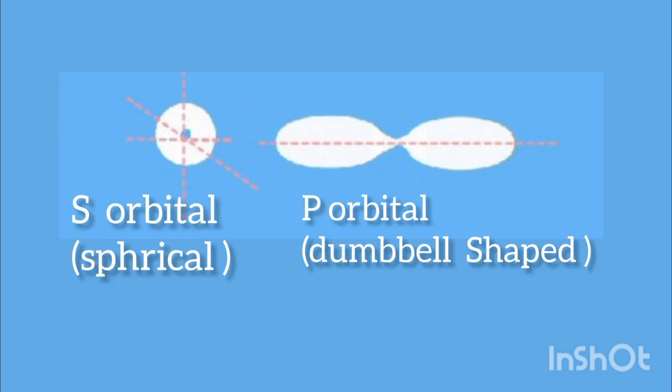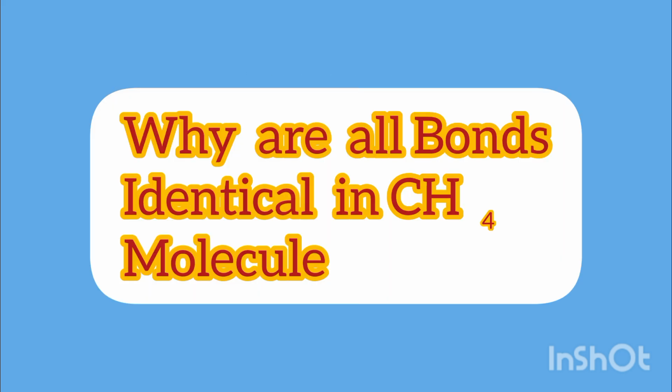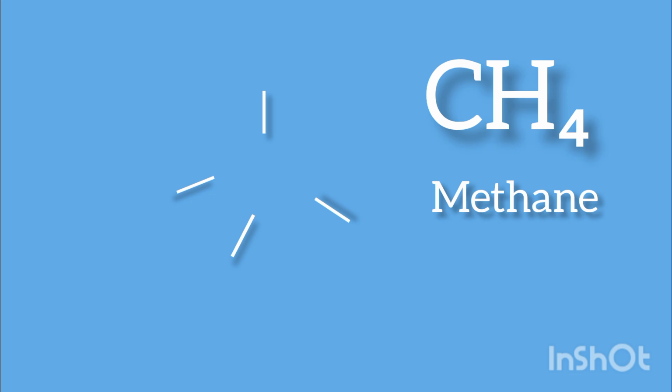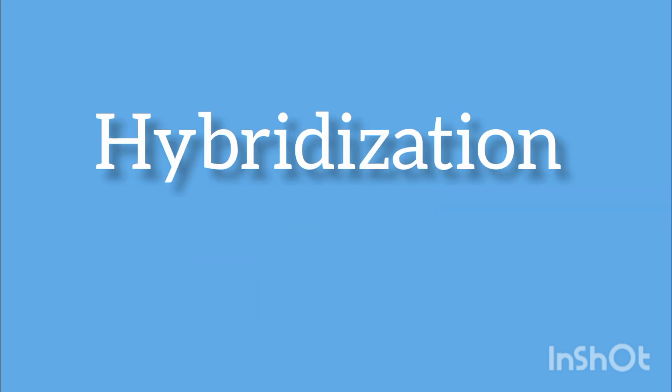But the s and p orbitals have different shapes and different energies. Now we have a problem. Why are all these bonds identical in a molecule like methane? The answer is hybridization.